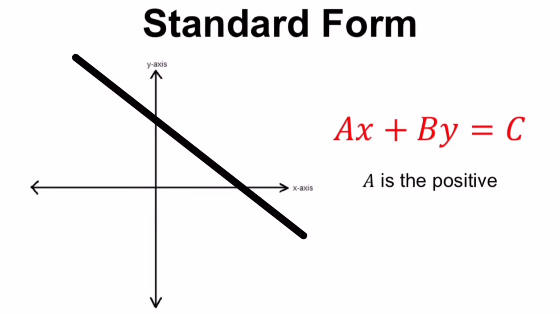So if we have here this line, it touches on this point on the y-axis and this point on the x-axis. We can determine the coordinates of these 2 points using this standard form. On the other hand, we also use this standard form in solving systems of equation.